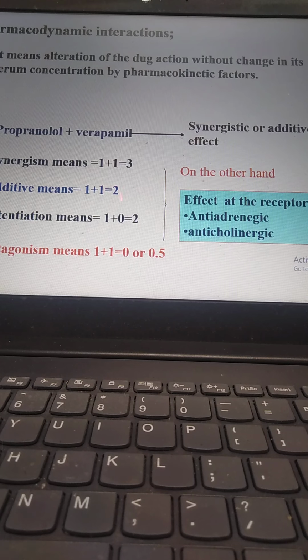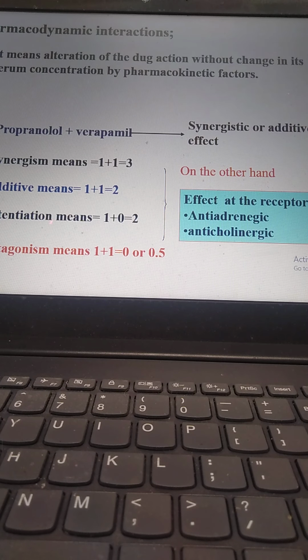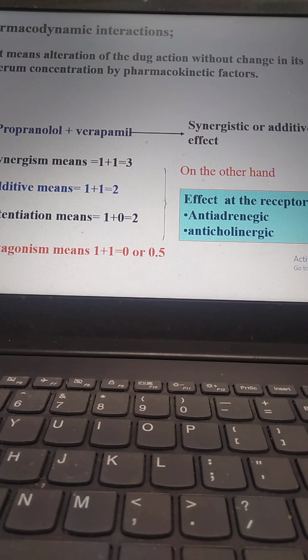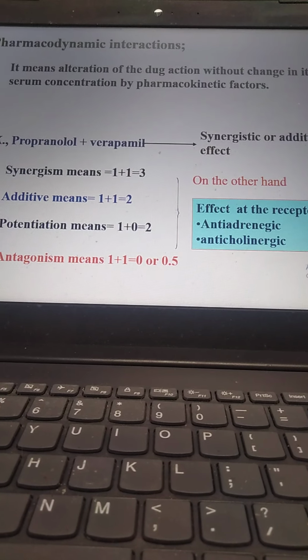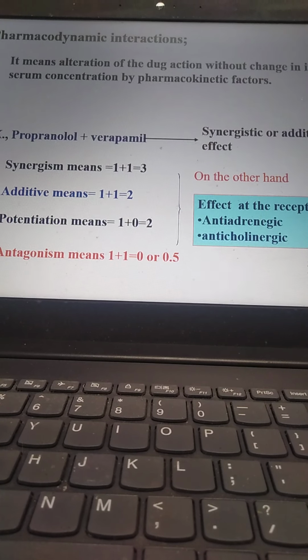Additive is 1 plus 1 equals 2. Potentiation means 1 plus 0 equals 2. Effect at the receptor site, anti-adrenergic and anticholinergic, is an example. Antagonism means 1 plus 1 equals 0 or 0.5. That is the partial antagonism or competitive antagonism, so we have to increase the concentration of the dose of the agonist.